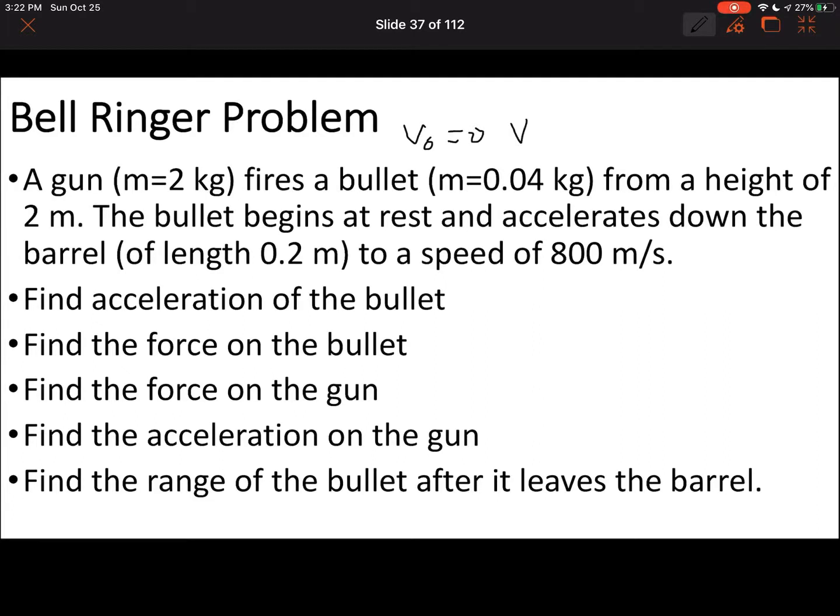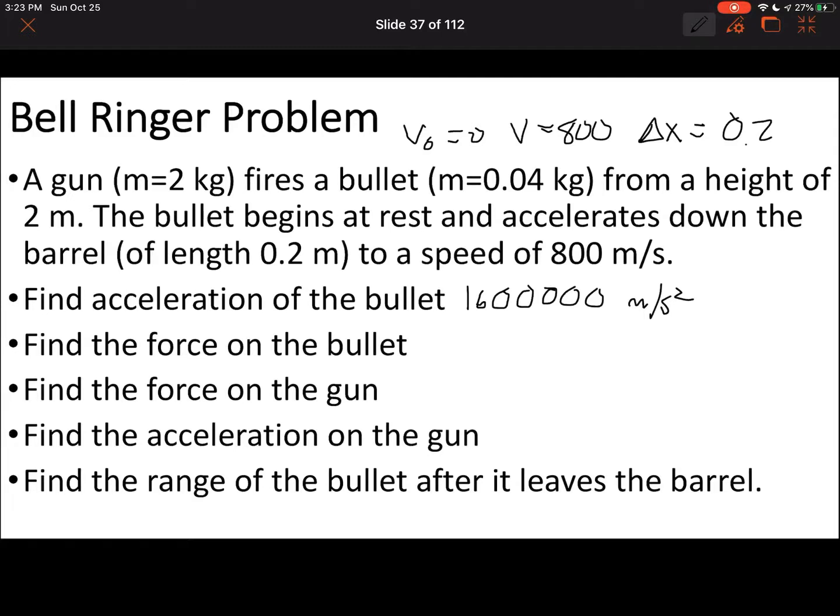Now, first I want to look at this kinematically. In terms of kinematics, my initial velocity is 0. It goes to a final velocity of 800 meters per second, and I know the length of the barrel, the length over which it accelerates, is 0.2. So I can use my third kinematic equation here, 800 squared divided by 2 times 0.2, and we get a ridiculously large acceleration of about 1.6 million meters per second squared.